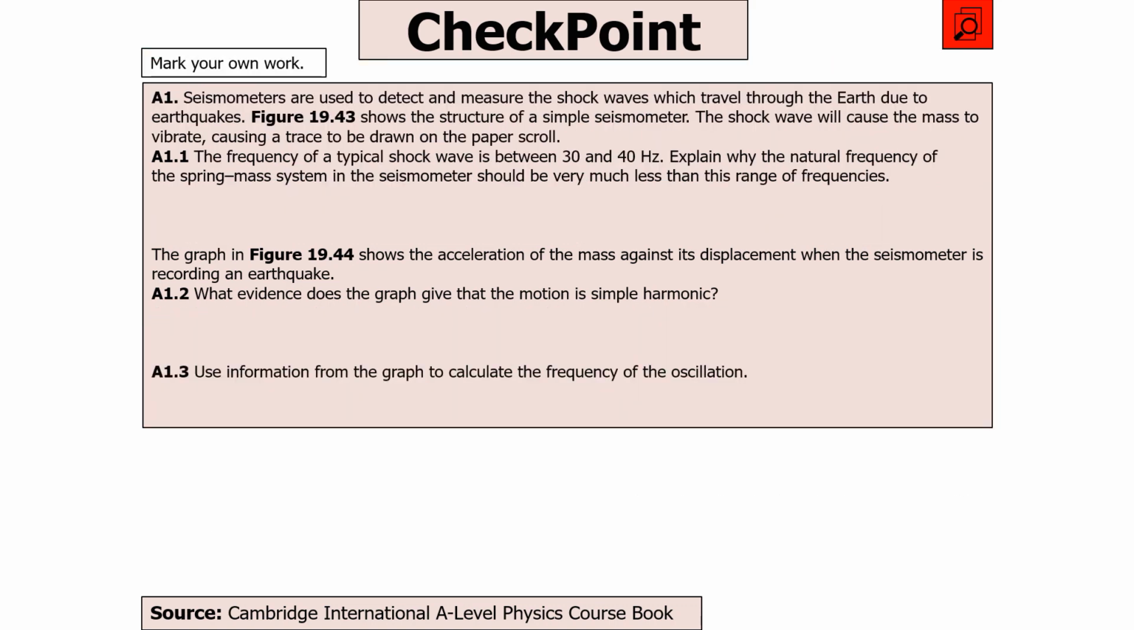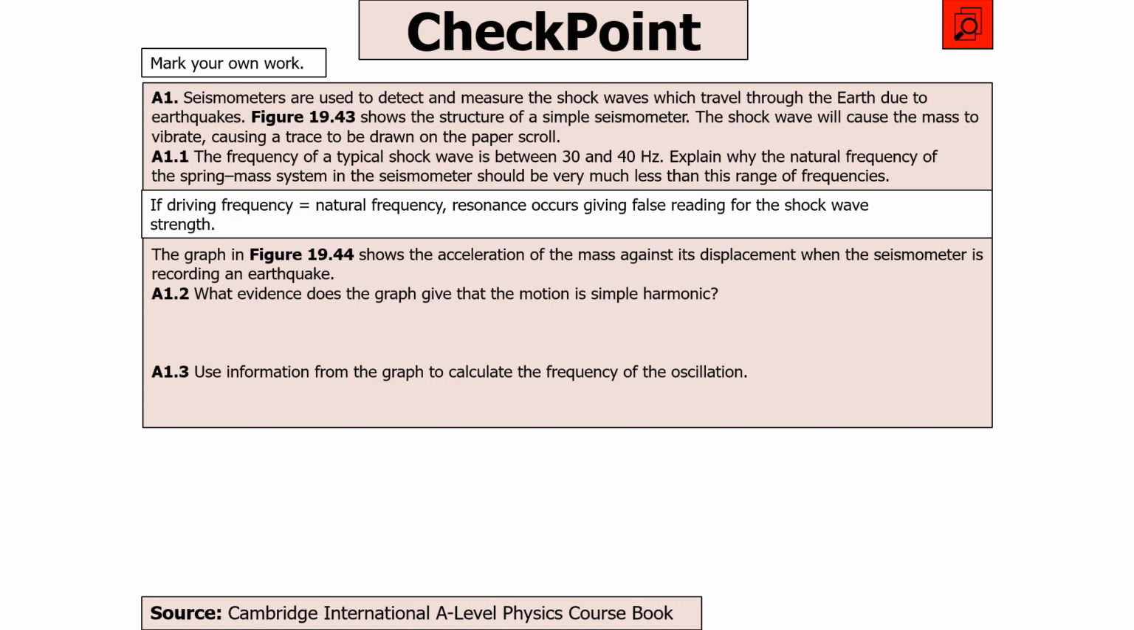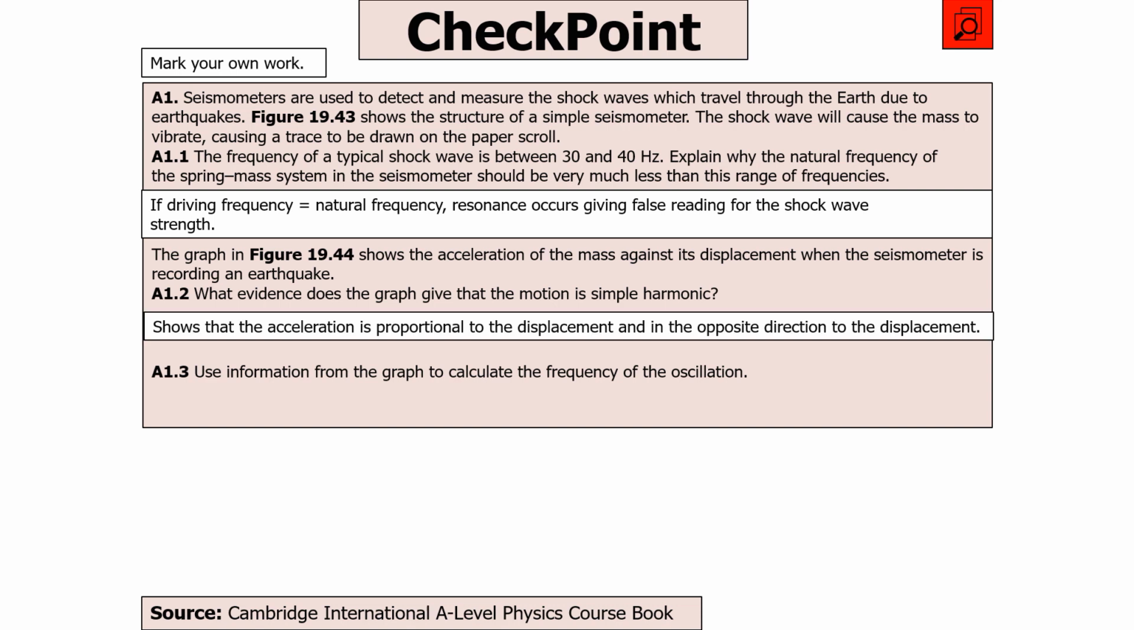Right, in this first one, when do you get this idea of resonance? When the driving frequency equals the natural frequency, resonance will occur. That'll give you a massive jump in amplitude, so that'll give a false reading for the shock wave strength because it won't be an accurate reflection of it. The graph shows simple harmonic motion because it was a straight line through the origin, indicating acceleration was directly proportional to displacement, and because the gradient was negative, it was in the opposite direction to the displacement.